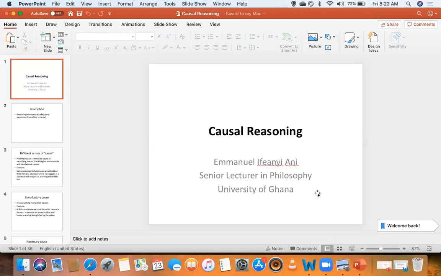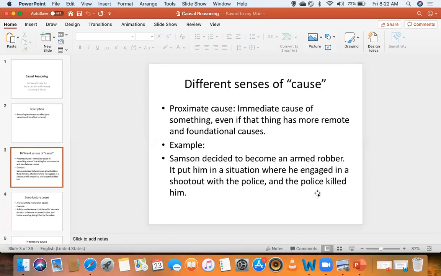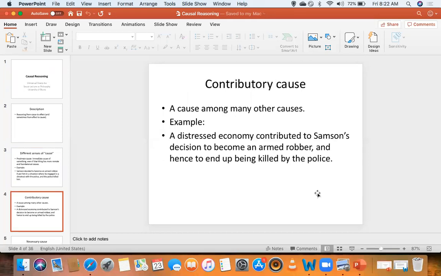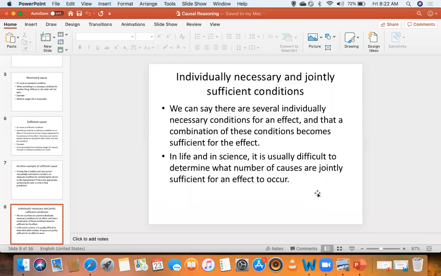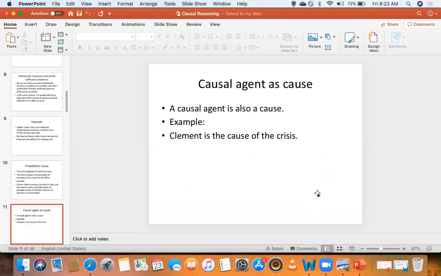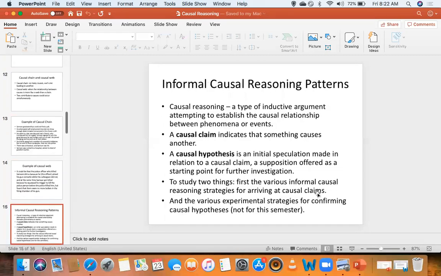And then in the next class, we did causal reasoning. We saw different senses of the word cause. We saw proximate, contributory cause, necessary, sufficient cause. We saw probabilistic cause, causal agent, causal chain, and web. And then we looked at the three kinds of informal causal reasoning patterns.